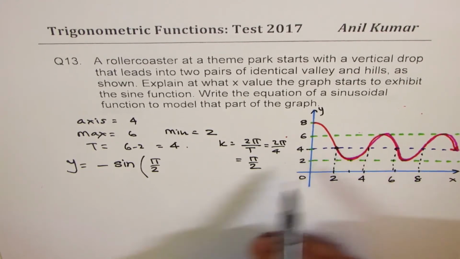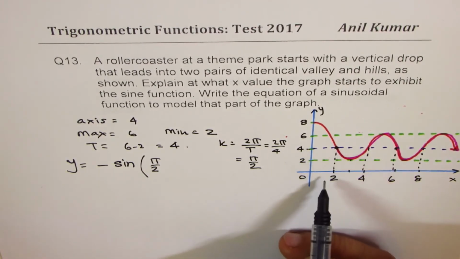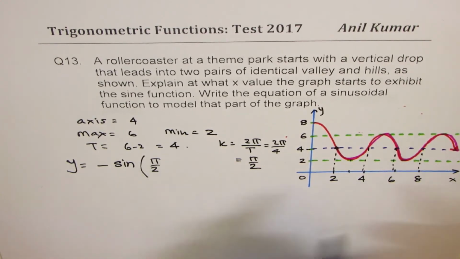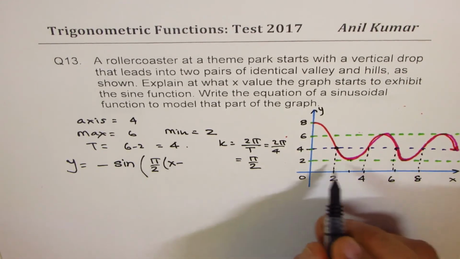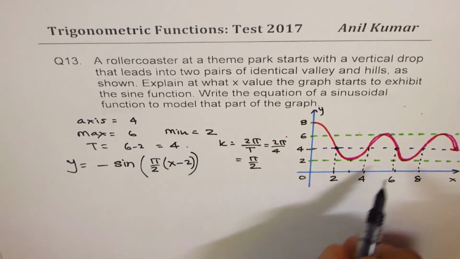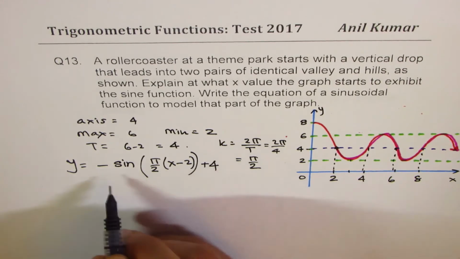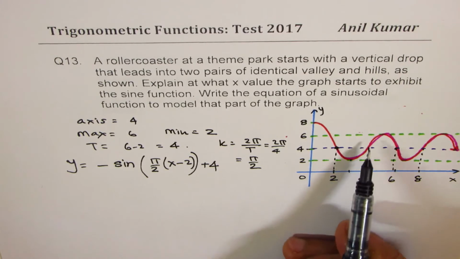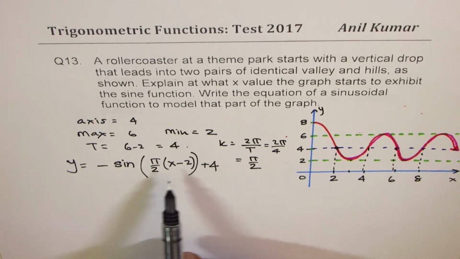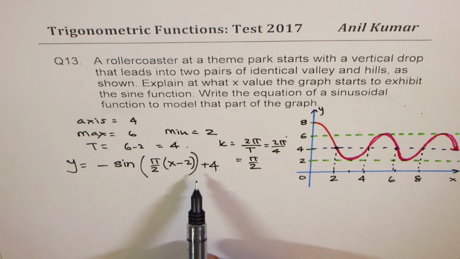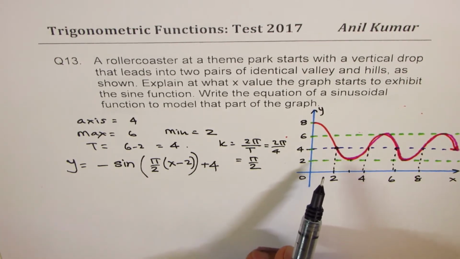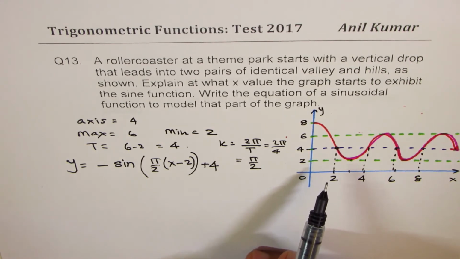Now this negative sign has actually shifted 2 units to the right. So that much, x is our variable, right? So x minus 2. And the axis is 4. So this is one way of writing this equation. Is it okay? Since it starts from here, right? Not before this. So that is how you could actually write your function as a sine function. Is it okay? So that will be the equation for this particular graph. So I hope that is absolutely clear.